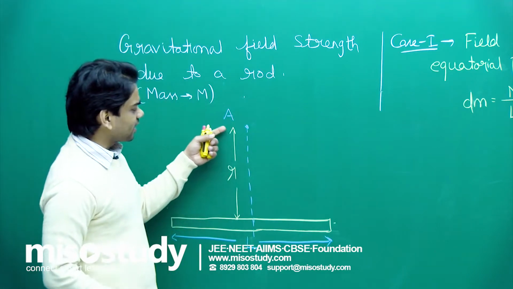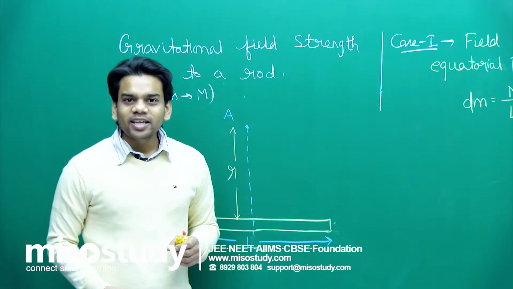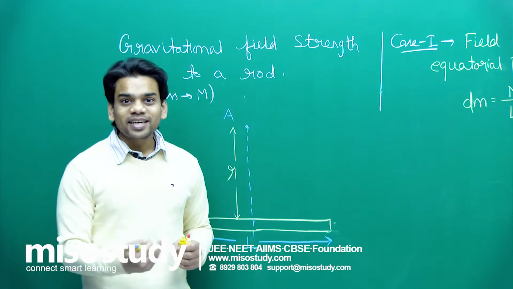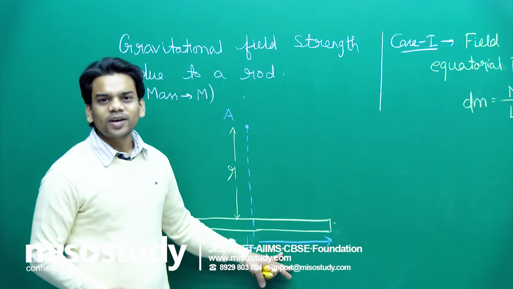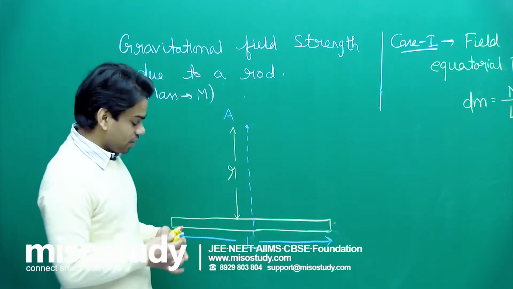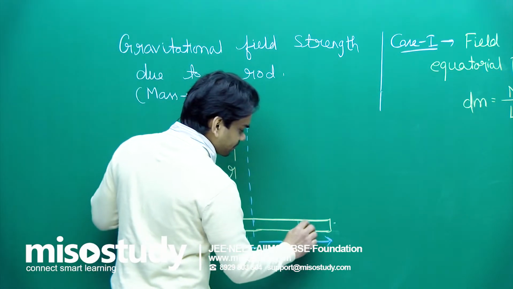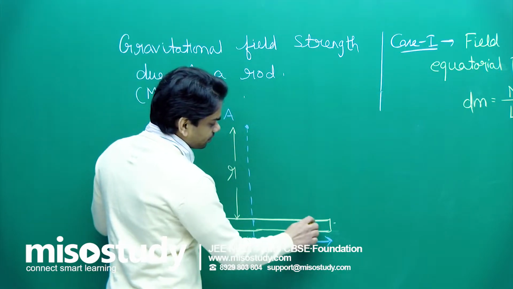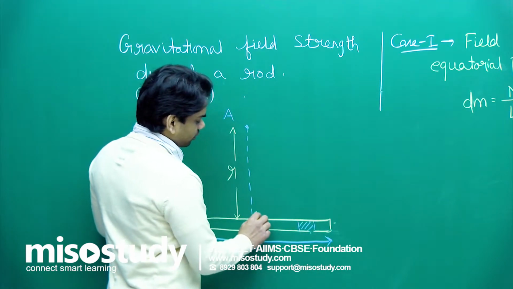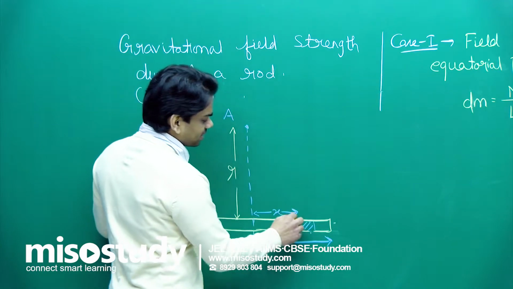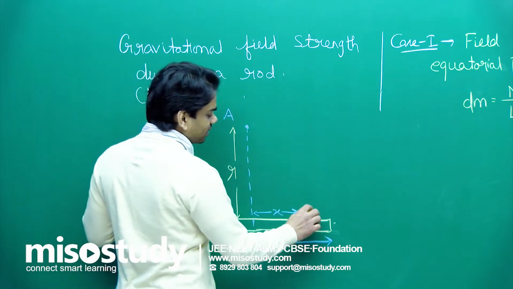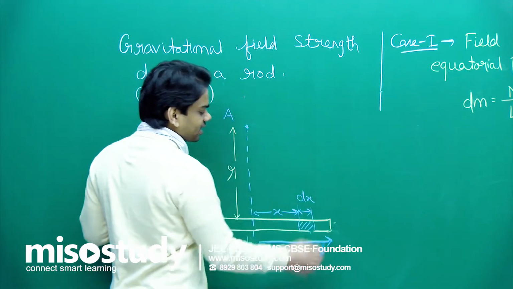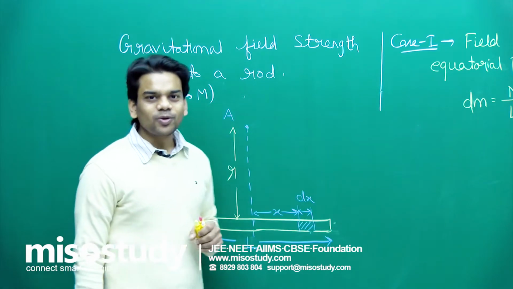So how do we find the field strength at this point? Again, this cannot be treated as a point mass. So we'll use the concept of point mass and then extend that concept to find the field strength due to the entire rod at this point. What do you do? Take a point mass anywhere. So we have taken a point mass here. Let's say it is lying at a distance x from the perpendicular bisector, and its width is given as dx. So easily we can say that its mass dm will be equal to M by L into dx.